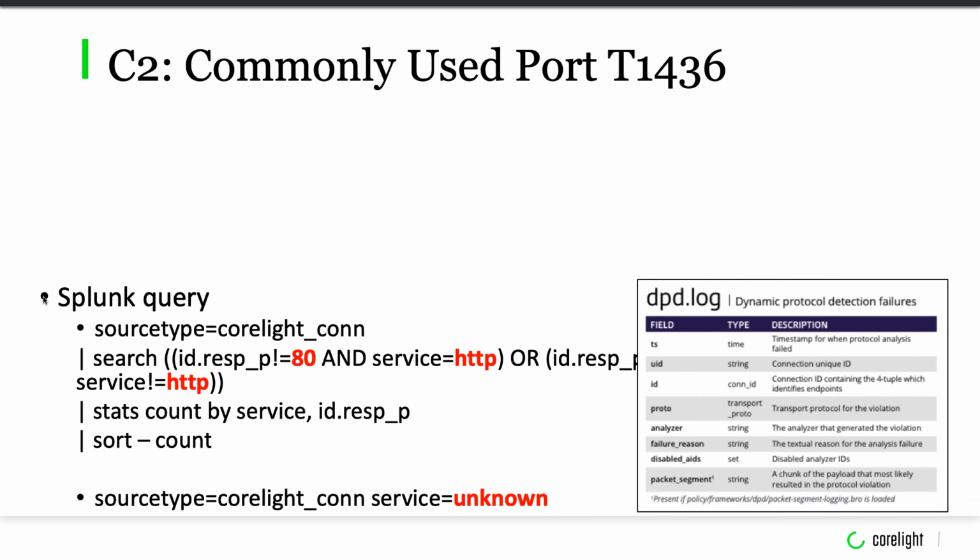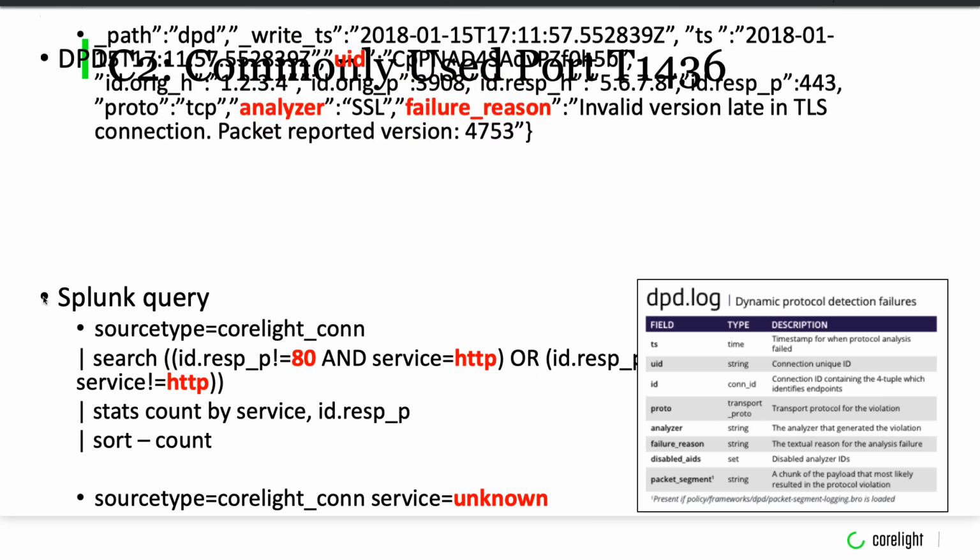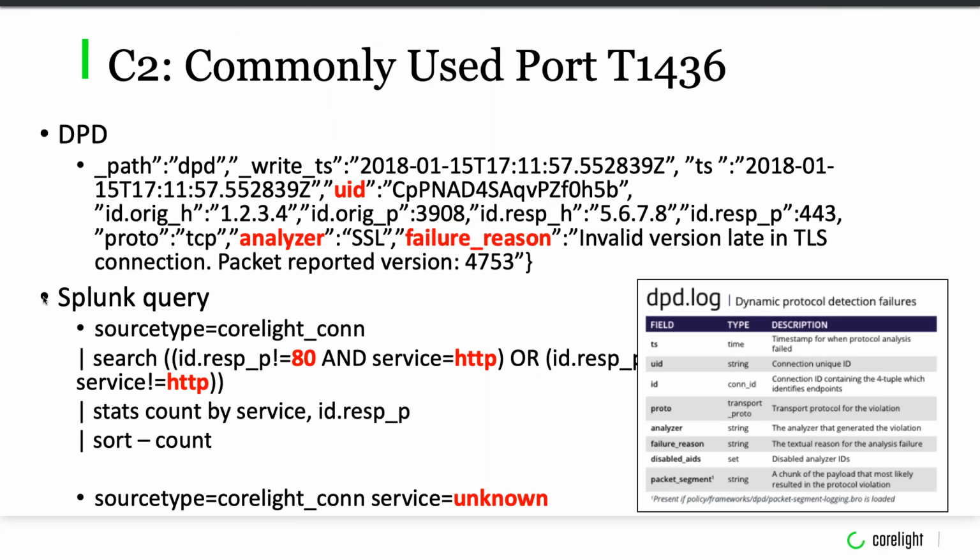So what we see here is the dynamic protocol detection log. Again, you can see it's pretty succinct in what it has, and we're going to focus on just a couple of those fields. Again, this is in the raw format. We see our unique identifier, so we can look and see within this, are there other connections that are related to this, other sessions?